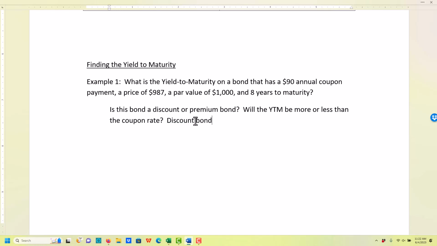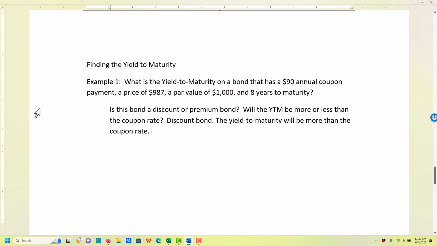Will the yield to maturity be more or less than the coupon rate? The yield to maturity will be more than the coupon rate, because that is the case with a discount bond. If this were a premium bond, the yield to maturity would be less than the coupon rate. So let's go ahead and calculate this out.